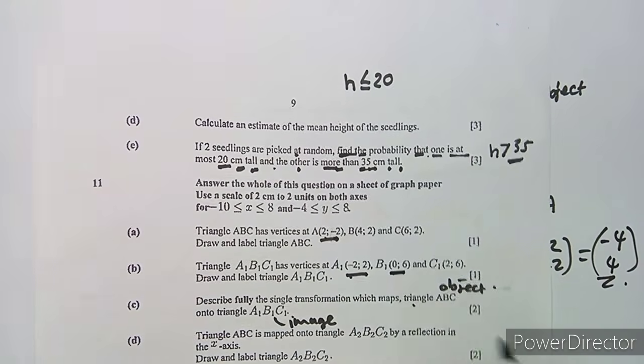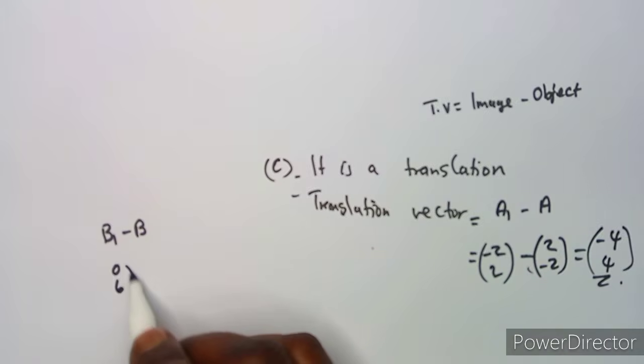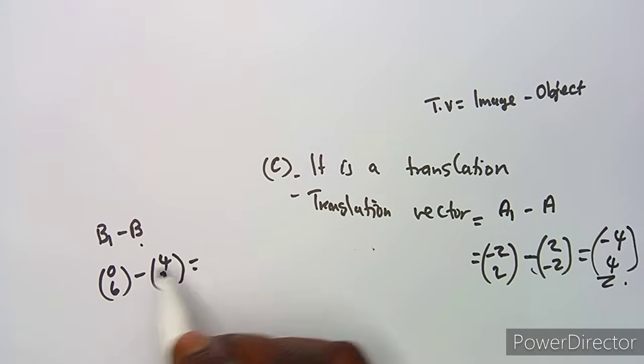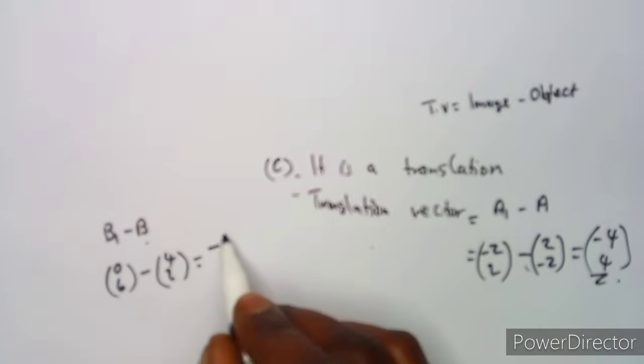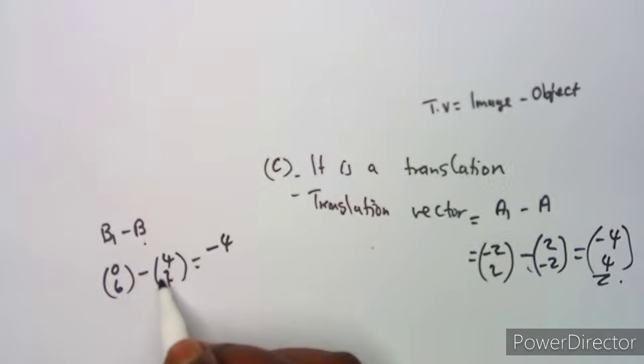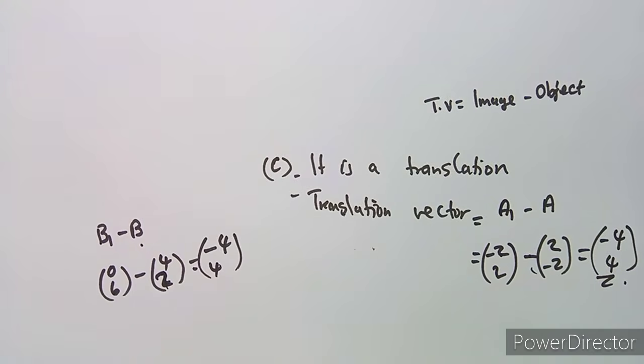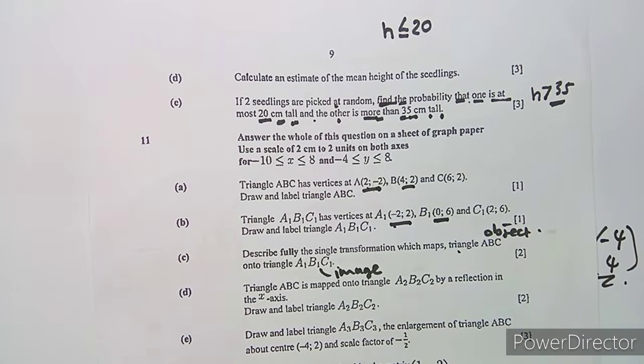This is B1, which is 0, 6. You can even take it from your graph, minus B, which is 4, 2. So that's 0 minus 4, which is minus 4, and 6 minus 2, which is 4. As you can see, you've got the same translation vector. You can work it any way. So that is what we had.